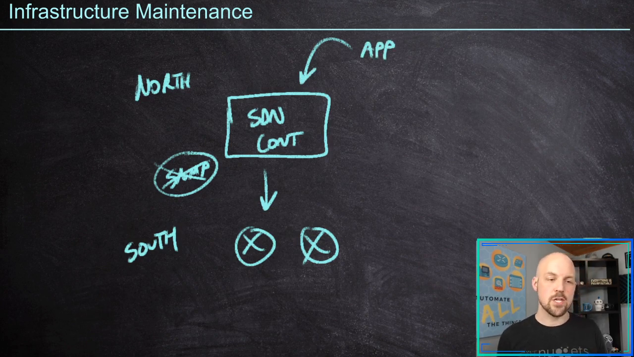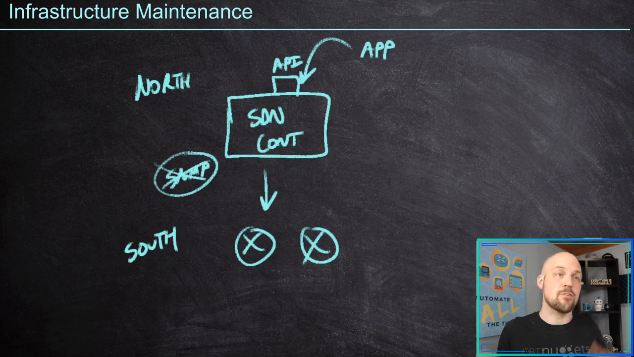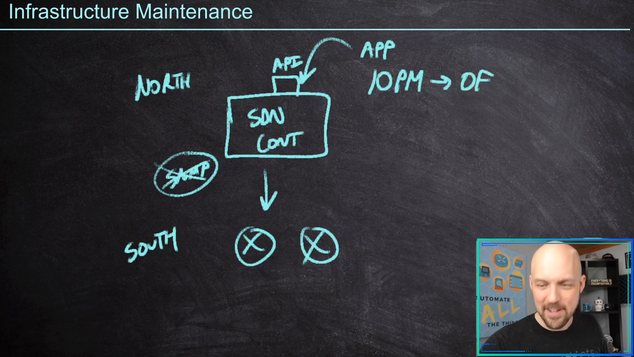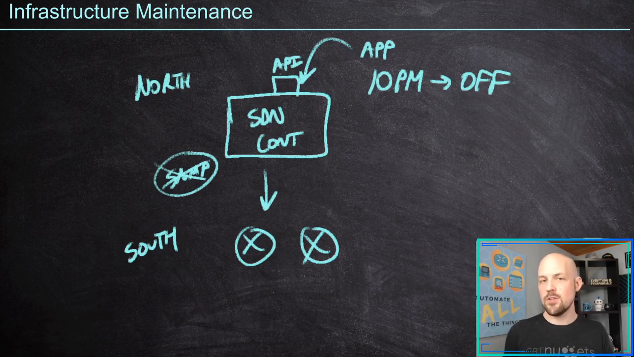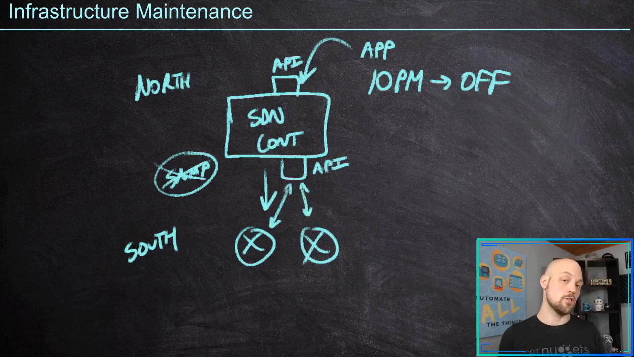So if we want to write an application, we would write it such that we're interfacing with northbound APIs on the SDN controller, right? This would be an API right here. Say I write an application that after 10 p.m. at night, we're going to turn the network off. This is a horrible idea, that would not be probably the best idea. But hey, this application then sends the signal to the API, using that application programming interface on the SDN controller, to say, hey, shut her down. And then the SDN controller uses its southbound APIs to communicate back and forth with these routers and ensure that the network turns off, whatever that means.